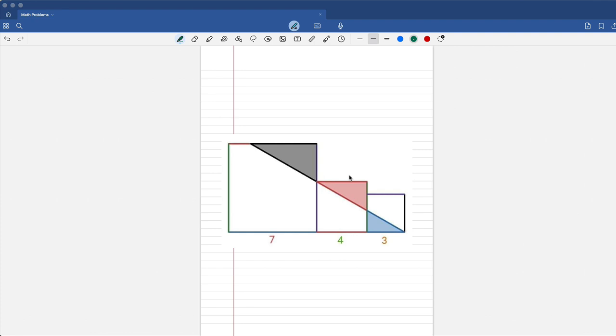How do you go about solving this problem? The question is to find the area of the shaded region. Okay, so if you've seen our videos before, productive struggle is a very important part of the process. So I would like you to stop this video here and try to solve this problem and then come back to see the solution.